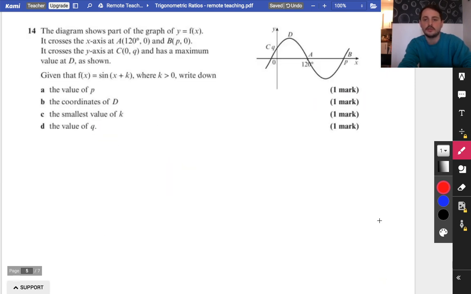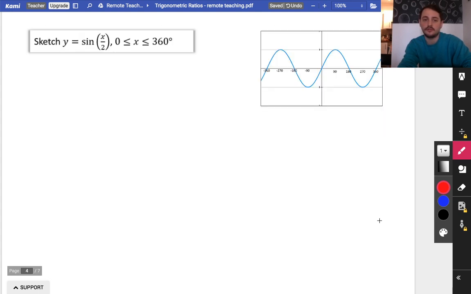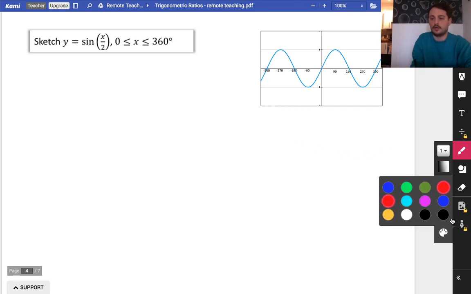Oh, no, it's this question here. So I'm going to do this one as well, and actually then I'm going to do one of this question. I forgot I had this extra one here. Sorry, guys. Right.